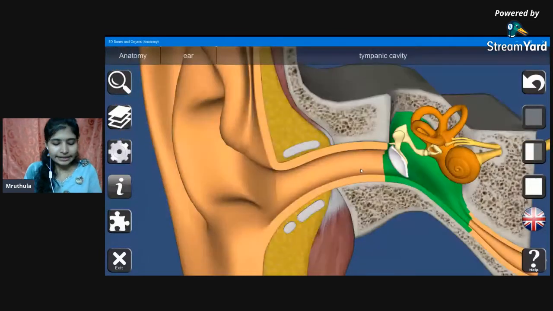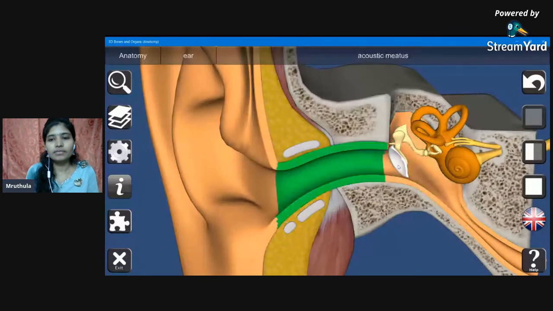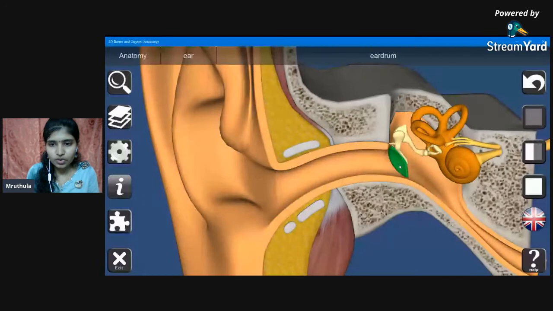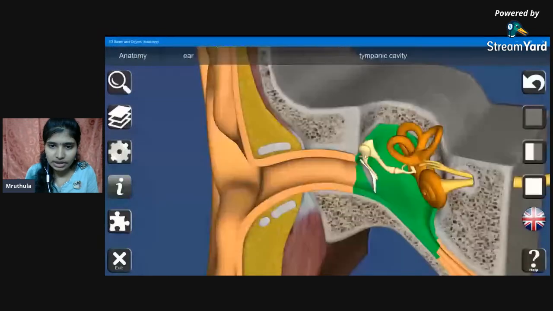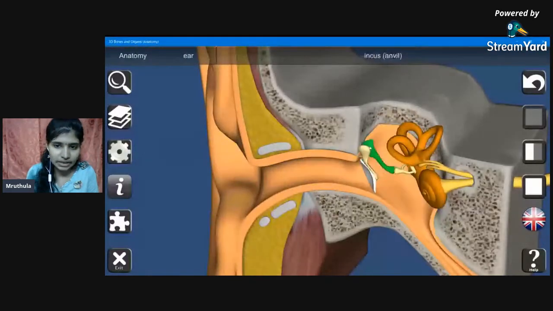Right. After the external auditory meatus, here the white portion, this is the tympanic cavity. Tympanic membrane. Then adjacent to the tympanic membrane, here you can see the 3 ear ossicles. How do you remember the ear ossicles? It is MIS: malleus, incus, and stapes. Just see how these bones are aligned. And then we are seeing the cochlea. We are now getting into the inner ear.